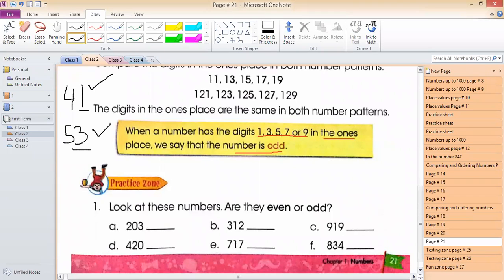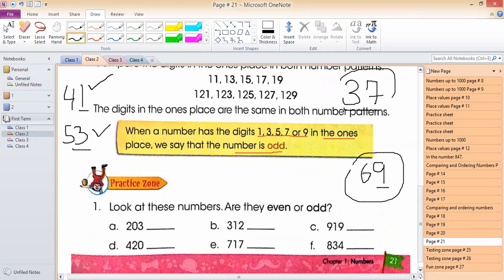So if the last digit is an odd number, that means they are odd numbers. Let's suppose 69, the last digit is 9. 9 is an odd number. That's why 69 is odd number. Let's suppose if I say 37. The last digit is 7. And 7 is an odd number. That's why 37 is an odd number. Is it clear, guys? Yes.